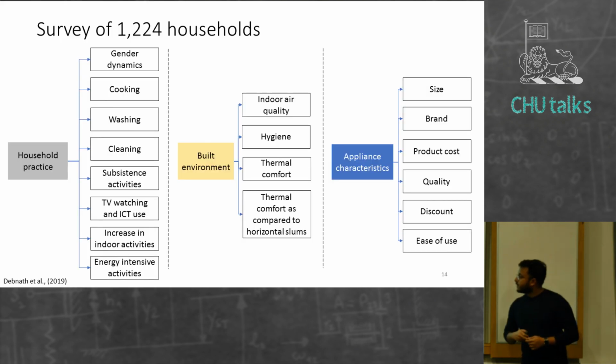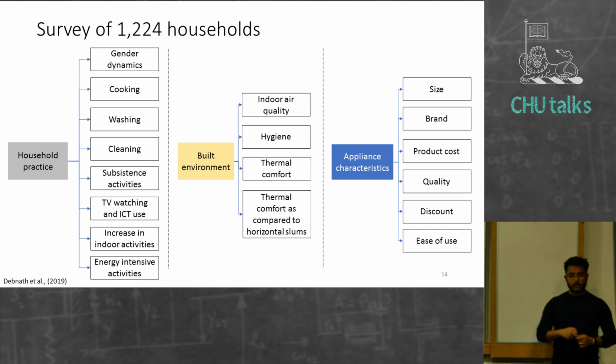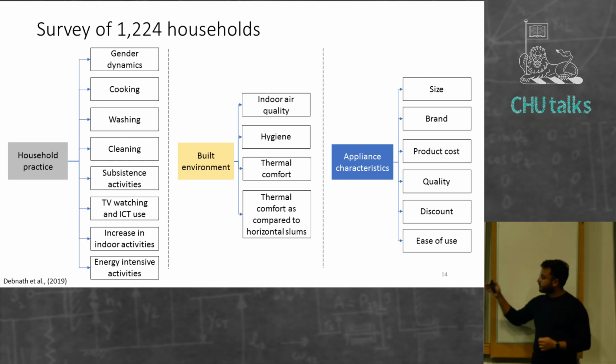So we did a survey of 1,224 households, and we asked questions pertaining to who makes decisions in the household, whether it's the male or the female, whether there is a change in your mandatory activities like cooking, washing, and cleaning, and changes related to hours spent on these activities.